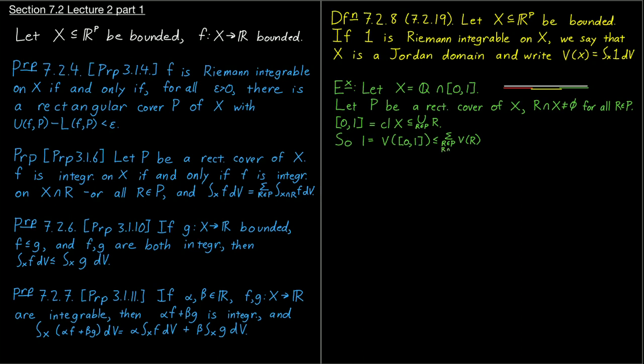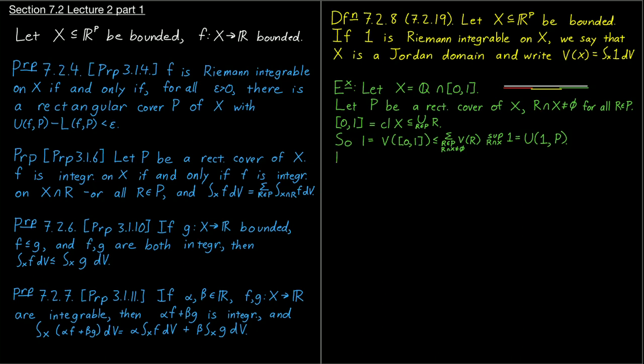And that means that we can turn this sum. We can require that R intersect X not equal to the empty set. And then if you remember, because 1 is a non-negative function, this is a very nice formula. We can go ahead and multiply by the supremum over R intersect X of our function, which is just 1. We're multiplying by the supremum of 1, which is just 1, which is now the upper sum of 1 over our rectangular cover P.